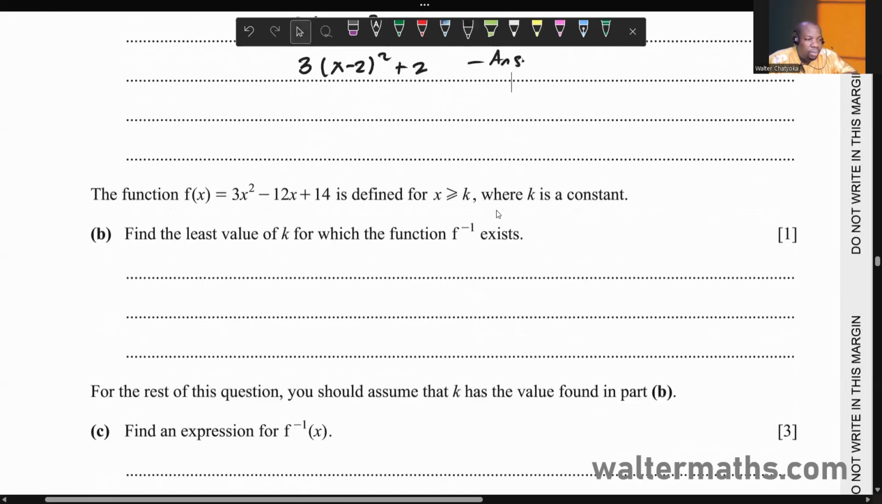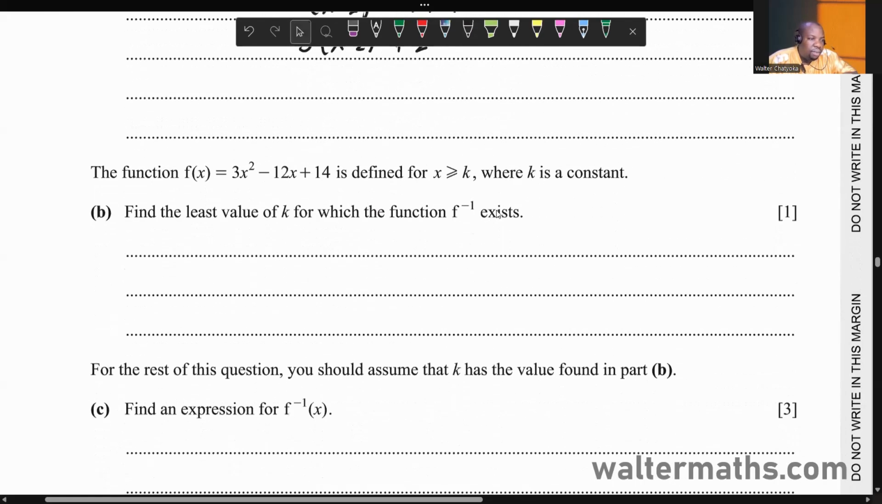Let's go on to the next part, which says the function f of x equals 3x squared minus 12x plus 14 is defined for x being greater than or equal to k, where k is a constant. So on B, find the least value of k for which the function f inverse exists. All right. So they say that we have this function and the domain is x is greater than or equal to k, right? And for f inverse to exist, it means that the function has to be 1 to 1.